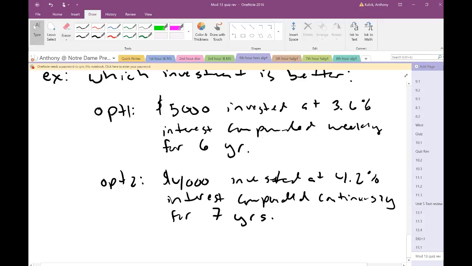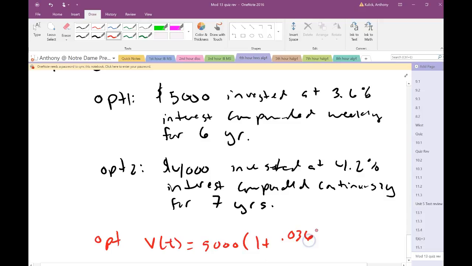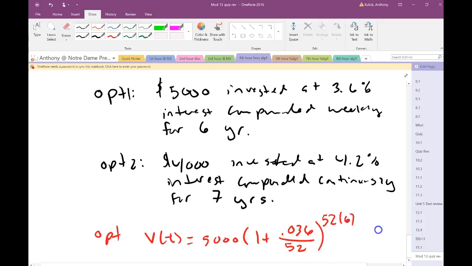So if you just said option 1 with no work, I would mark it wrong, but I don't think anybody's silly enough to think that all I really want you to do in this question is to say option 1 or option 2 and just guess at it. So for option 1, which formula should I be using? The discrete one. So I will calculate V of t. What is my value for n here? 52, right? Why 52? It's weekly.